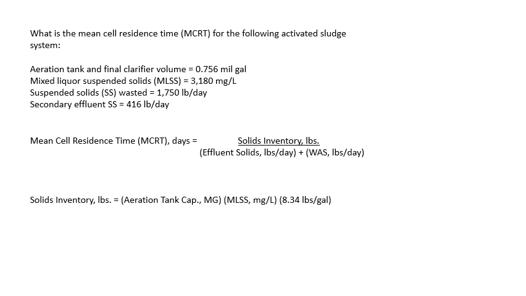Alright, so our solids inventory formula is aeration tank capacity in million gallons times the MLSS in milligrams per liter times 8.34 pounds per gallon. Again, I'm going to highlight stuff and then plug it in on the next slide. So your aeration tank capacity, the 0.756 million gallons, will get plugged in here. Your MLSS, mixed liquor suspended solids, 3,180 milligrams per liter, plug that in right here. That's going to be times your 8.34 pounds per gallon as a standard.